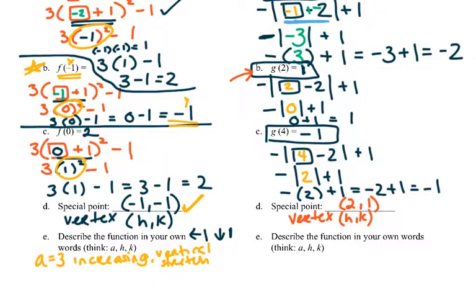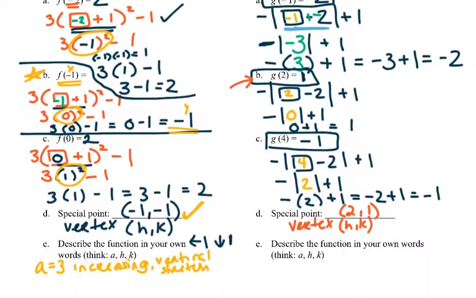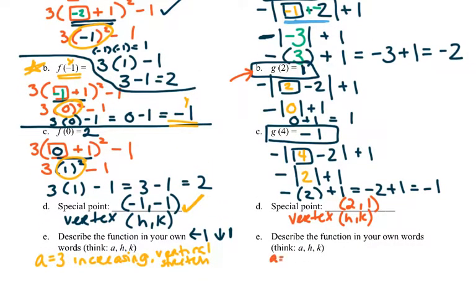Now we're going to describe the function in our own words. So my a value was -1, which meant that it was decreasing. It didn't have any sort of stretch, so it wasn't particularly skinny or wide. My h value was +2, which meant it was shifted right 2, and my k value was 1, which meant it was shifted up 1 from the parent function.